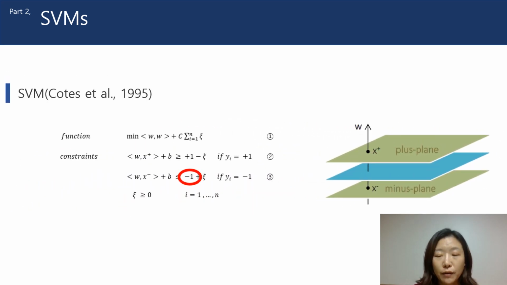Looking at the function of EMSVM, it is the same as the soft margin SVM, like this equation. Equation 1 is the objective function, and equations 2 and 3 are constraint equations. Focus on equation 3. This is the minus plane. It is related to the margin from the support vector of the majority class.